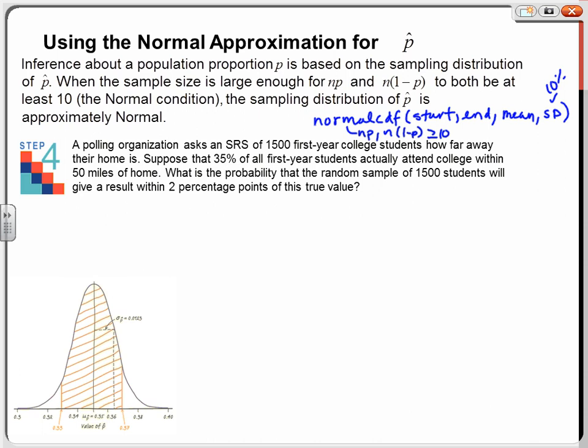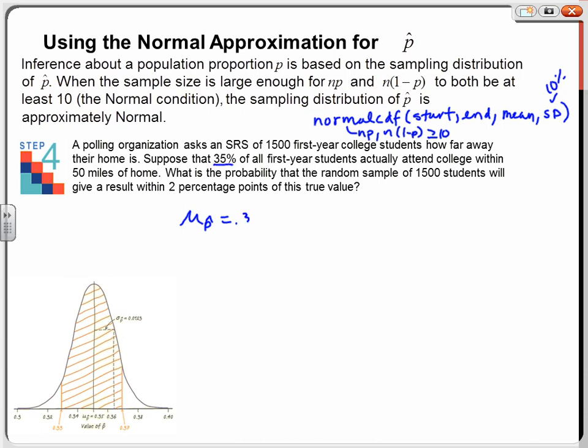So, a polling organization asked an SRS of 1,500 first-year college students how far away their home is. Suppose that 35% of all first-year students actually attend college within 50 miles of their home. What is the probability that the random sample of 1,500 students will give a result within 2 percentage points of this true value? So, let's start by first finding the mean. All right, so our mean here is just going to be what they told us, 35%.